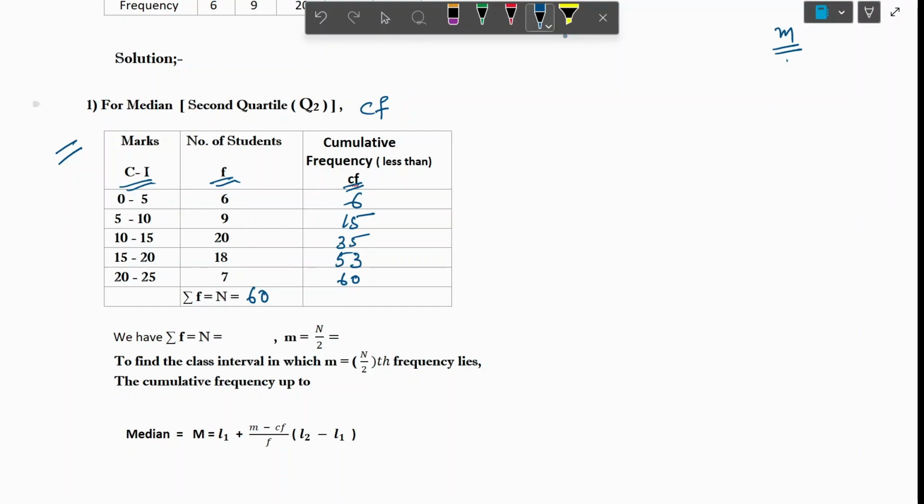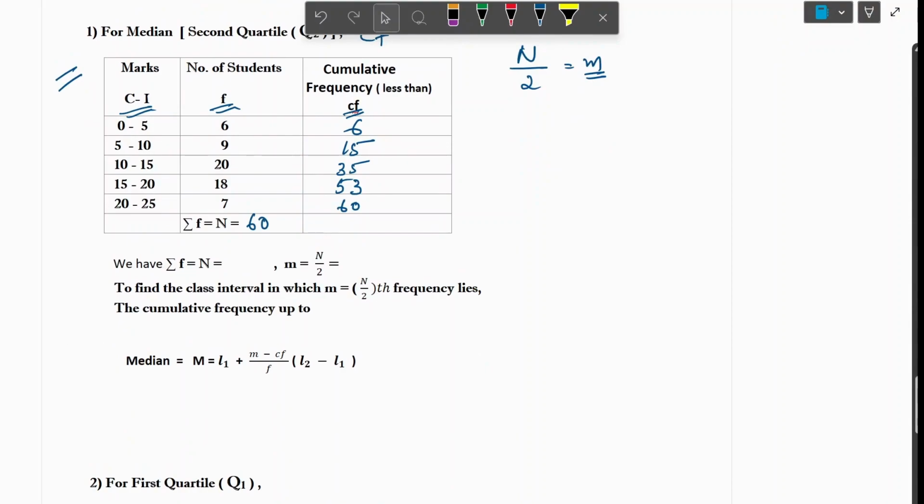Now what is the next step? This is median or second quartile. Therefore you need to find n by 2. In the median's case, it is represented by small m. Okay. Therefore here we first calculate n by 2, where n is equal to 60 and small m is equal to n by 2, that is equal to 30. Now, what is the next step? You need to find the corresponding class interval where this n by 2 lies. Now, see here, this is 6, this is up to 15, this is up to 35. Therefore, automatically it comes here, where your n by 2 lies.